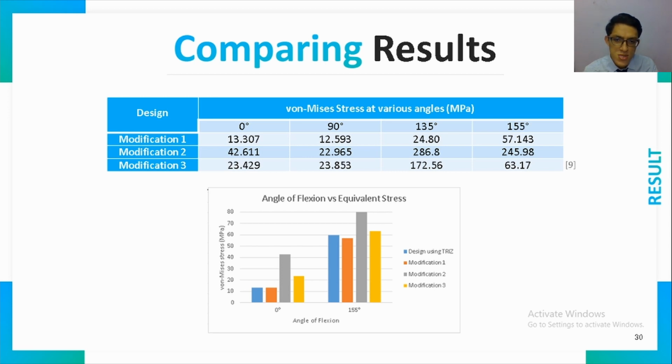At the flexion of 155 degrees, the design from this paper has an equivalent stress of 59.902 MPa. The stress is slightly higher than modification 1, with a difference of 4.6%, and lower than modification 3, while modification 2 has a very high value compared to the others. The design from this paper has almost similar results with modification 1, with only slightly higher equivalent stress at the 0 degrees and 155 degrees angle of flexion. This design has a lower von Mises stress compared to the other two designs, modification 2 and 3.